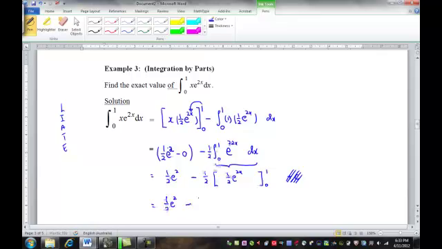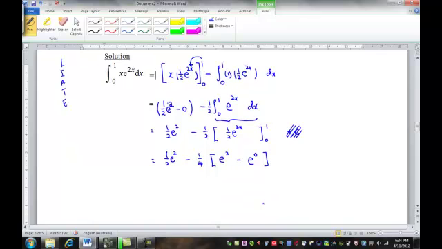Half e squared minus 1/4 here. So you substitute the top limit, you're going to get e power 2, minus you substitute the bottom limit, you're going to get e power 0, which is 1. So what follows? You get half e squared minus 1/4 e squared plus 1/4. And the final answer is 1/4 e squared plus 1/4. Alright, clear? So this is how you do integration by parts involving limits.